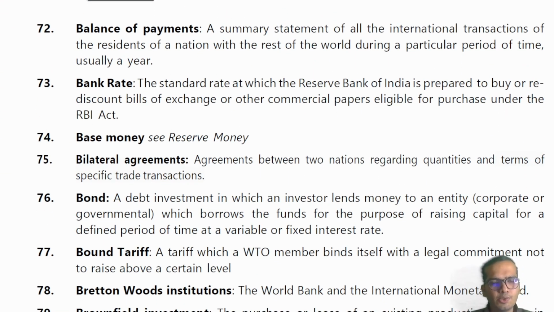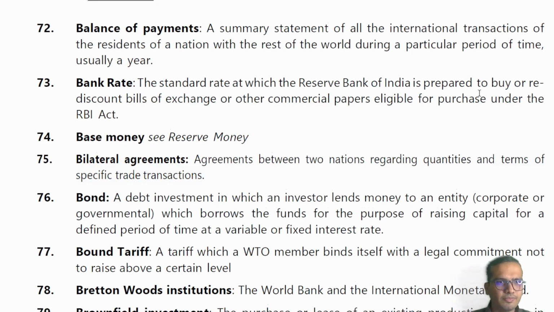Then comes number 72, balance of payments. So a summary statement of all the international transactions of the residents of a nation with the rest of the world during a particular period of time, usually a year. Then comes number 73, bank rate. So the standard rate at which the RBI, that is Reserve Bank of India, is prepared to buy or rediscount bills of exchange or other commercial papers eligible for purchase under the RBI Act.